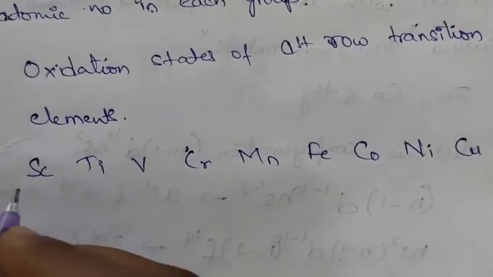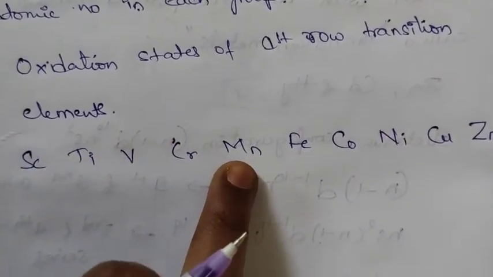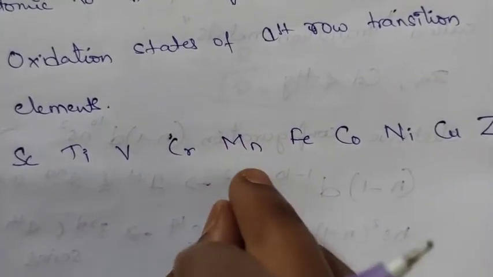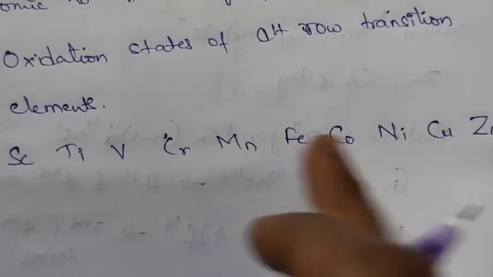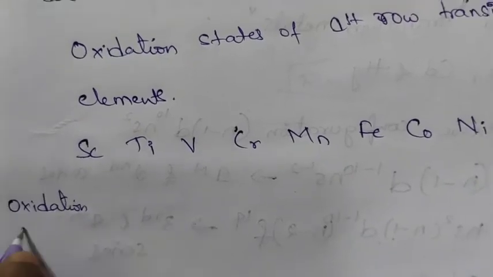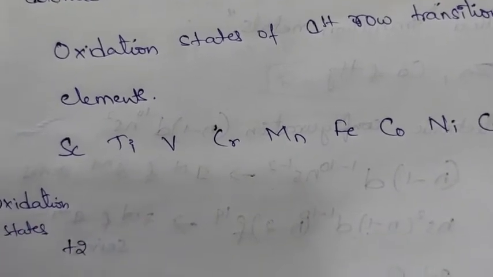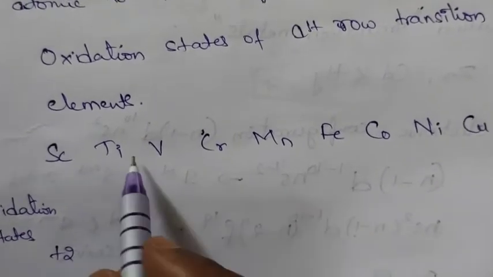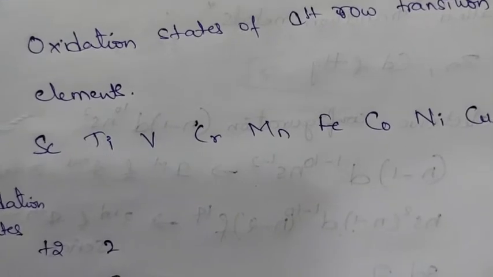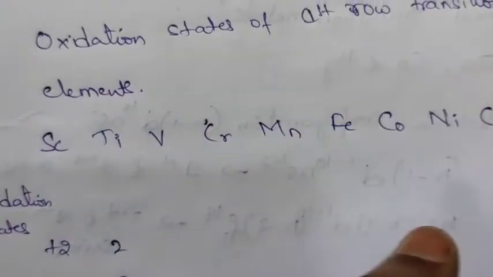See here the oxidation states from left to right. Whenever we are going, first the oxidation state will be increasing. After that, whenever it attains the maximum oxidation state, again it will decrease. See, oxidation states. Scandium has the +2 and +3 oxidation states, and titanium shows 2, 3 and 4. Before going to these oxidation states, we will see the electronic configuration of these elements.